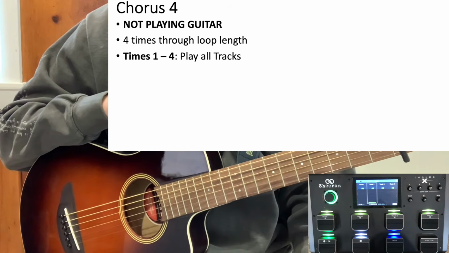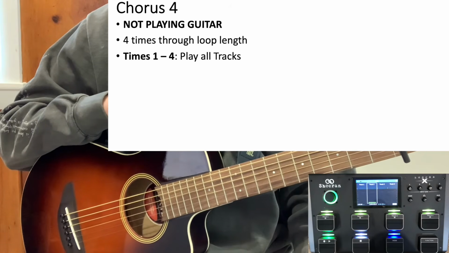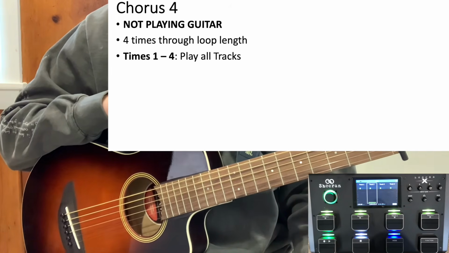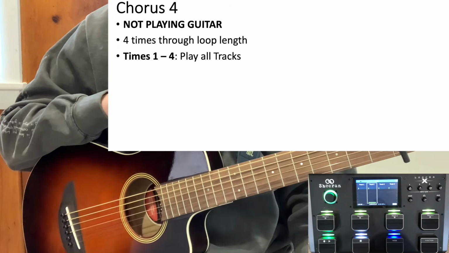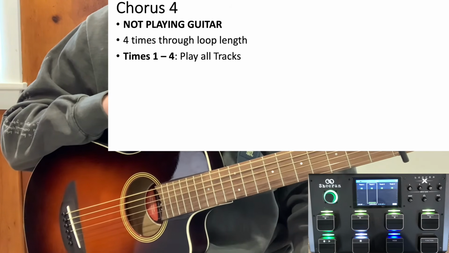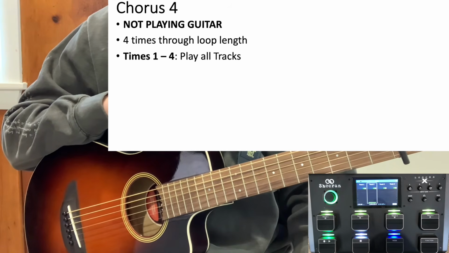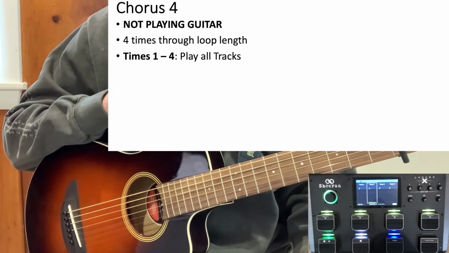All right, so now we're into chorus 4 here, and similar to chorus 3, you're going through your loop length 4 times, and you have all 4 of your tracks playing out. A slight difference here actually is that you're not muting any tracks near the end of the 4th time through your loop length, because you're actually going into a post-chorus next, where all your tracks are still playing.